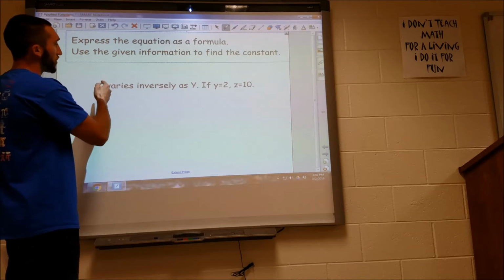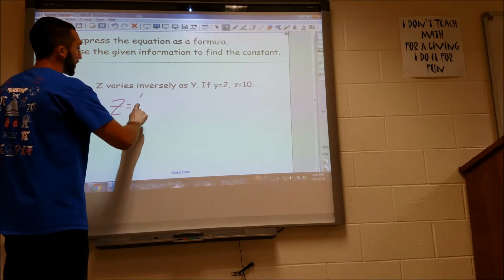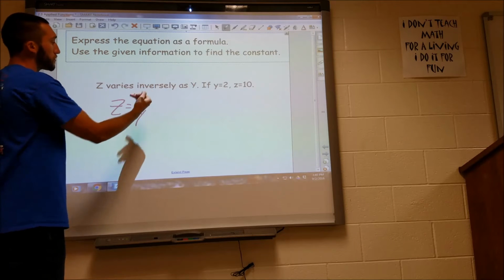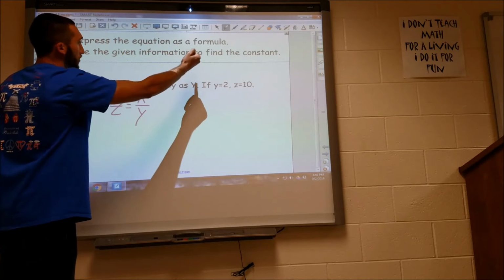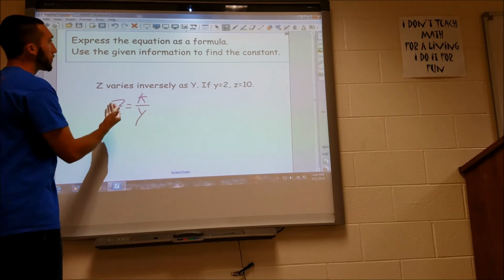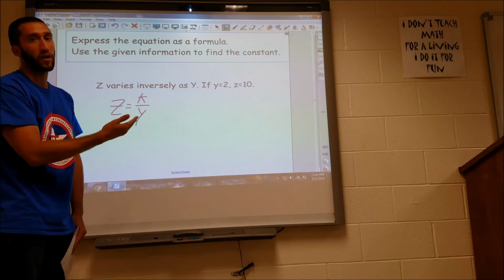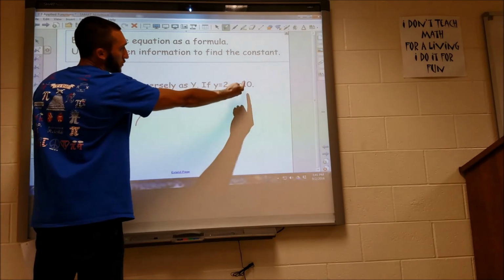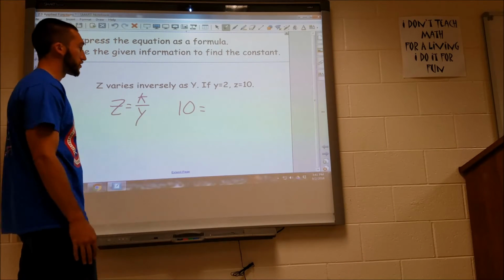So when they tell us that z varies inversely as y, that means z equals the constant divided by y. Right? So inversely means that whatever variable we are inversely related to is going to be underneath our constant k. So now that we have our equation as a formula, we can now go through and solve for our constant k. So we know that z equals 10 when y equals 2.